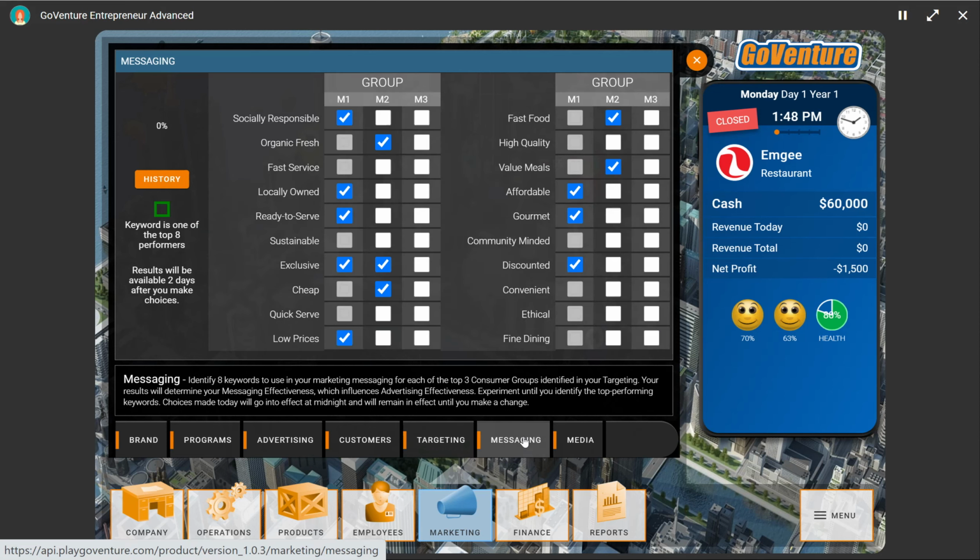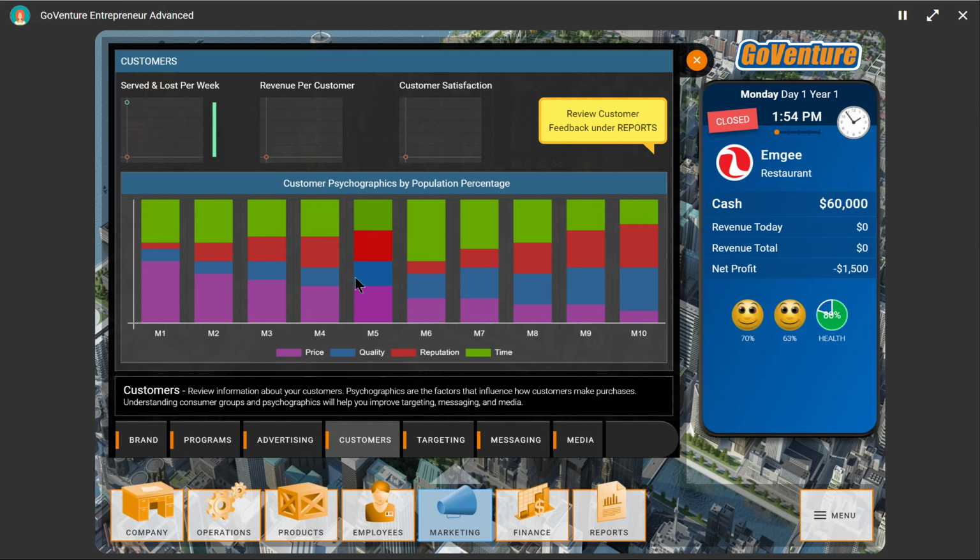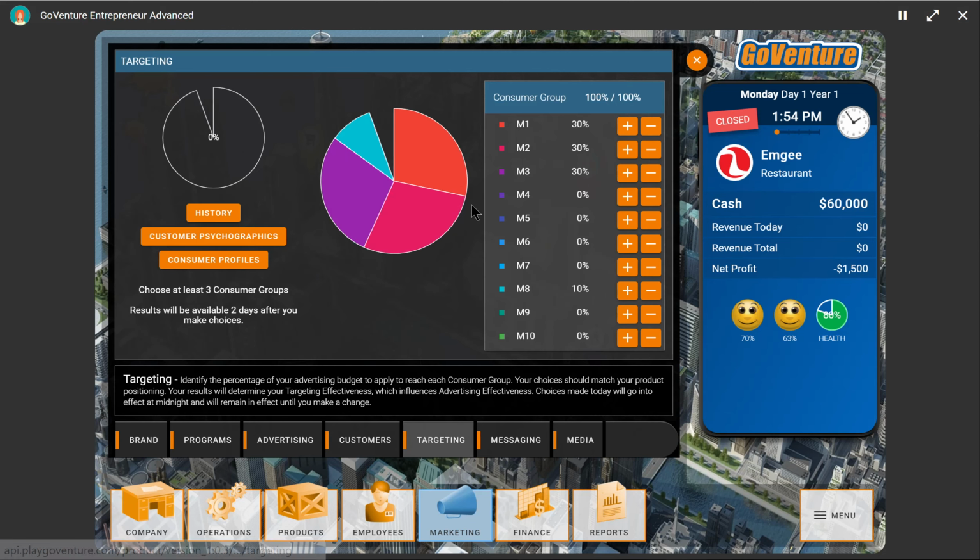Let's look at messaging. So messaging involves advertising, marketing, and keywords that you would use in your advertising and marketing materials, whether it's a banner ad or video ads or print ads, whatever it may be. There are certain keywords that will be attractive to your target consumers. And you want to select the best keywords that will attract those consumers. And remember, we reviewed our consumer groups and we identified the consumers we wanted to target.